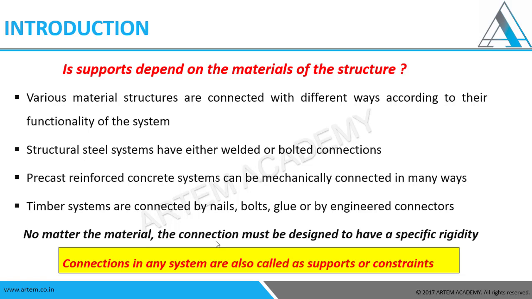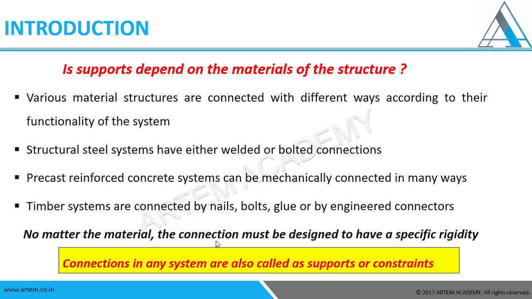So what we are concluding here is that no matter the material, the connection must be designed to have a specific rigidity. How the connection will have rigidity depends on the physics, that is, the functionality of the problem. According to that, we have to fix our supports and boundary conditions. So connections in any system are called supports or constraints. That is what we are going to see here.